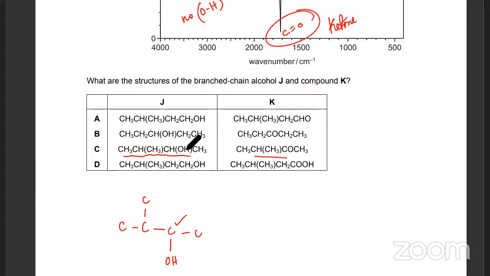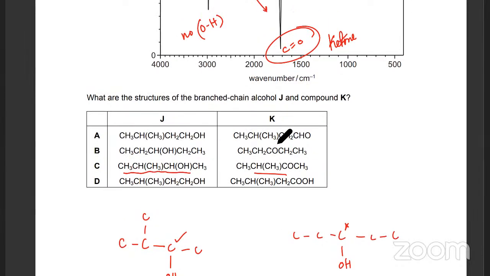It makes a tertiary alcohol. Is B primary, secondary, or tertiary? Actually, B is secondary. Look at B. It's 1, 2, 3. On the third carbon atom, there's an OH, and after that there are 2 more carbon atoms. So B is also a secondary alcohol, and it also turns into a ketone. So that's also correct. Based on the information, both of them look to be correct.